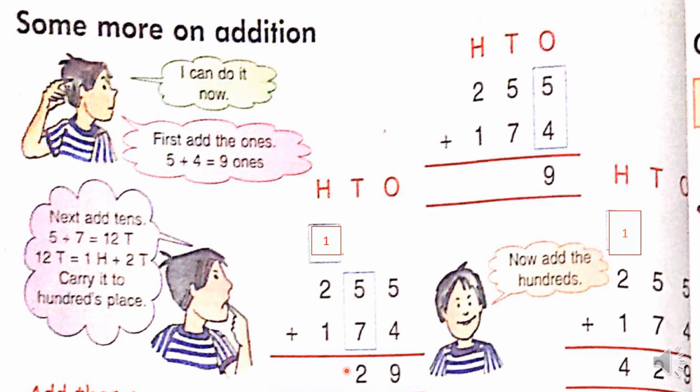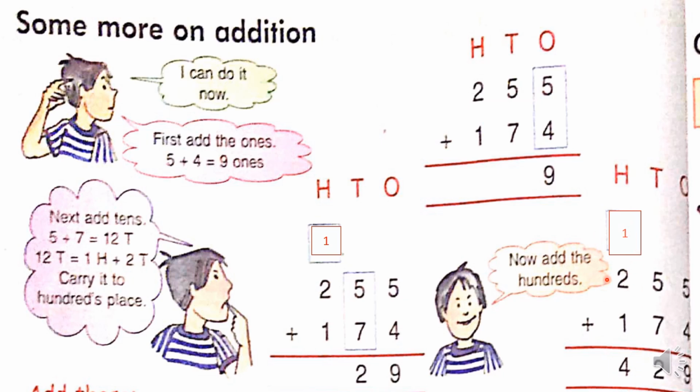So what are we doing? We are writing 2 under the tens column. We are carrying 1 into the hundreds place. See here, they have given carry it to the hundreds place. We have to carry 1 to the hundreds place. This is the second step. Okay. Next, third step. Now we have to add the hundreds.